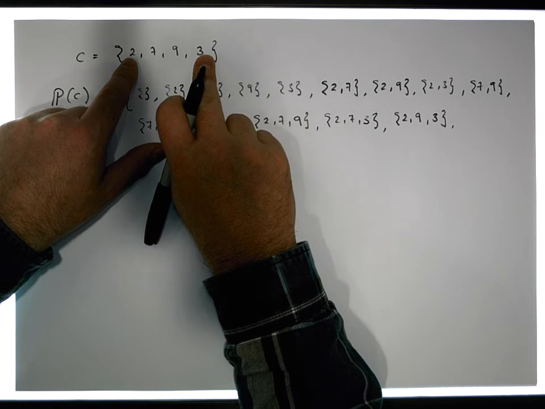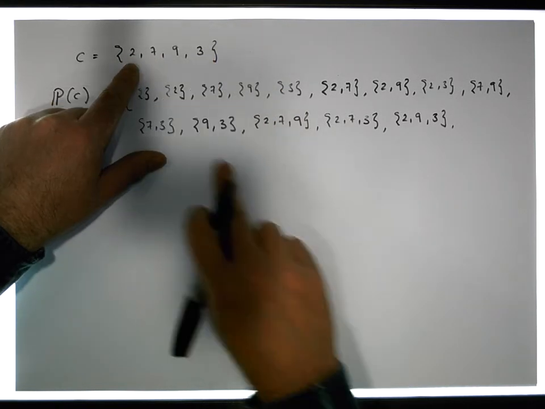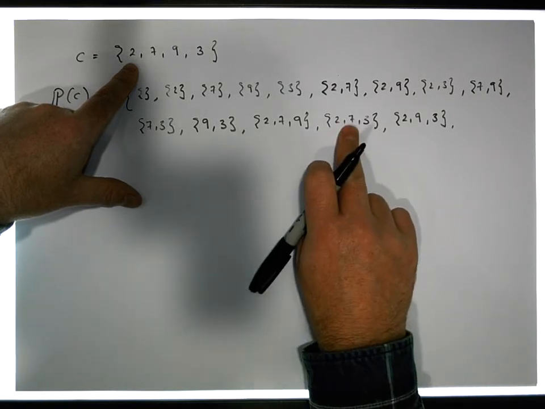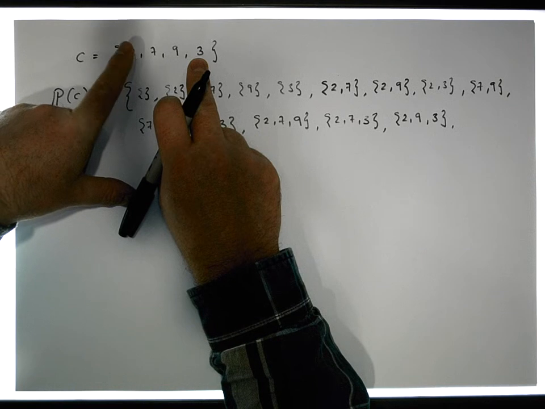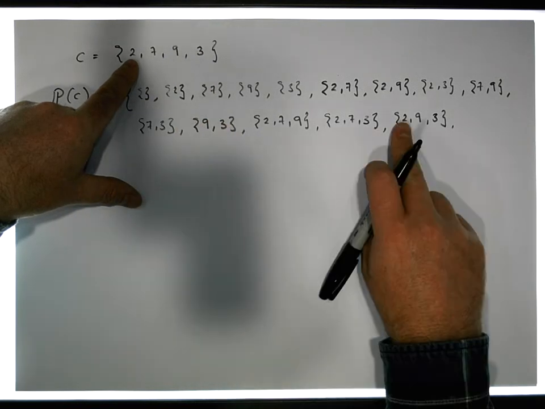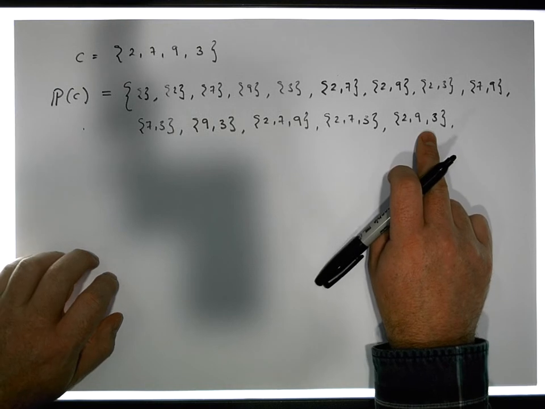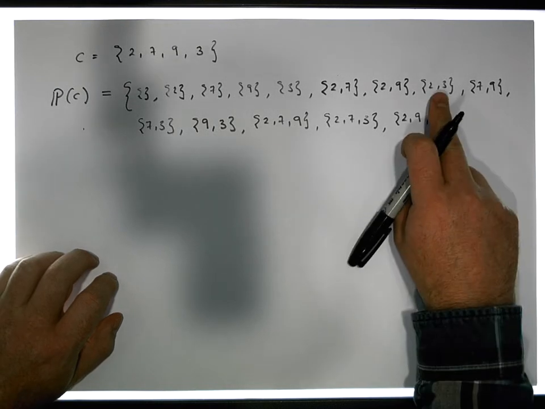If we consider 2, 3, and 7, well, we've already done it. We've got 2, 7, and 3 here. If we consider 2, 3, and 9, well, we've already got it. There's 2, 9, and 3. So we've done all sets now of size 3. And then we move on to, well, 2, 3 is done.